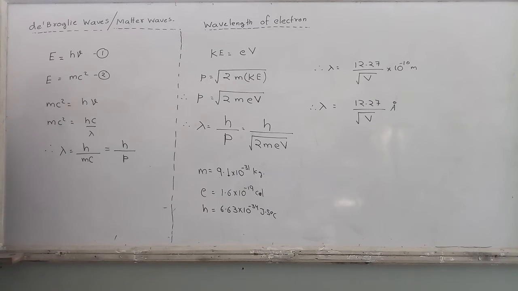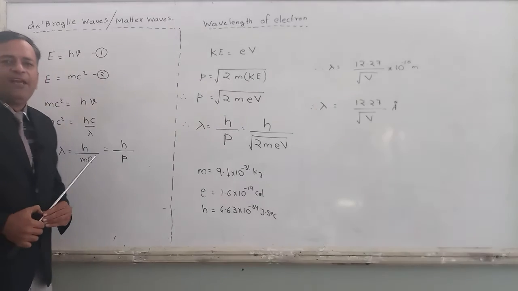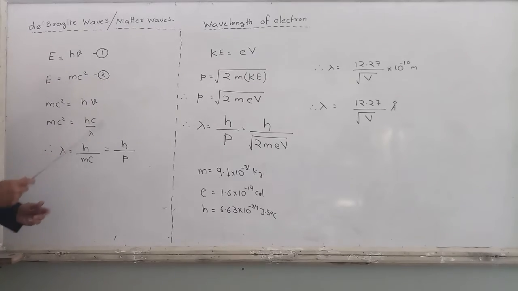Now, this was only a hypothesis given by de Broglie: if matter behaves like waves, then what will be the wavelength? The wavelength can be calculated by using this formula.